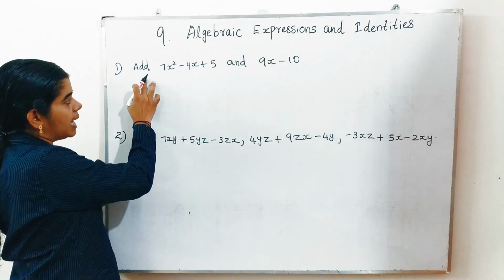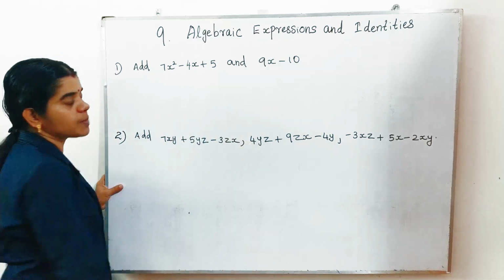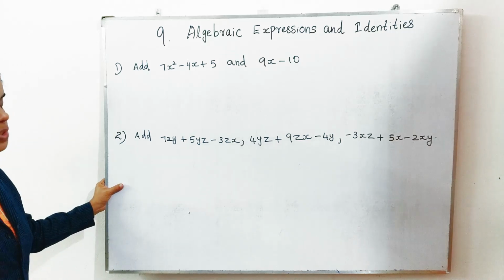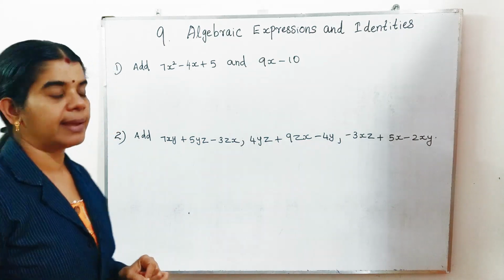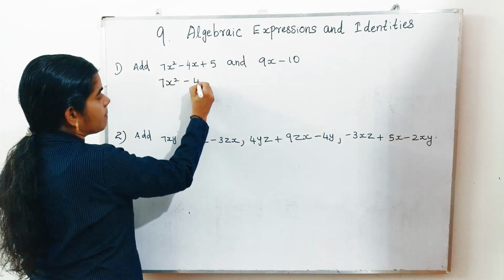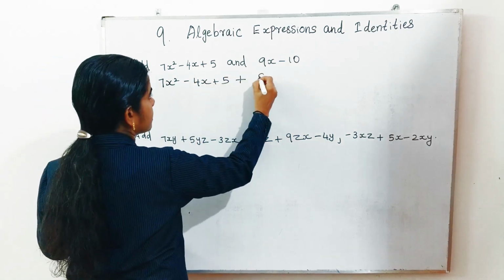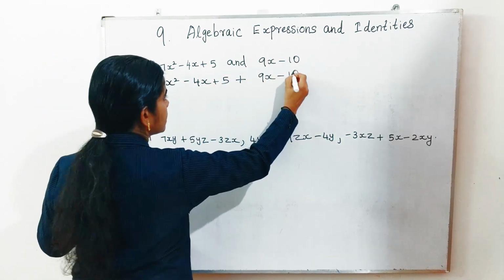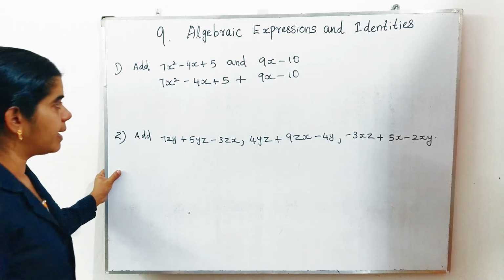Next question. Add 7x square minus 4x plus 5 and 9x minus 10. You want to add these two. I already told you only like terms can be added. First you write 7x square minus 4x plus 5, then add plus 9x minus 10. Then we look at the like terms and add.